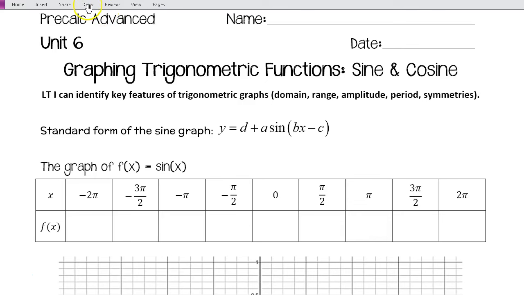So if you notice here we've got the standard form y is equal to d plus a sine(bx minus c), and for the different trig functions, we're just going to substitute out. We'll substitute in cosine for that, and then we'll do tangent, and then we'll do our reciprocal functions. So this is our standard form for the sine graph. This value of d could be in the front like it is here, or it could be in the back. It could be plus d at the end, so don't get confused about that.